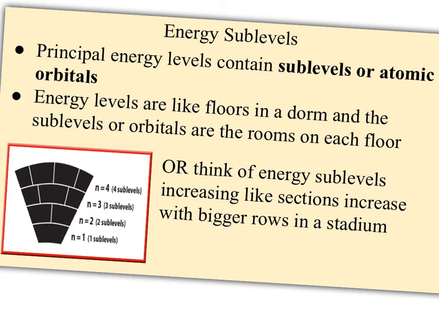Or the book talks about thinking of energy sublevels like an increasing number of sections when you have bigger rows in a stadium as you go out from the football field, or whatever the stadium is for. But try and get a visual of this idea of the energy levels and then these sublevels or compartments, orbitals, within the levels.